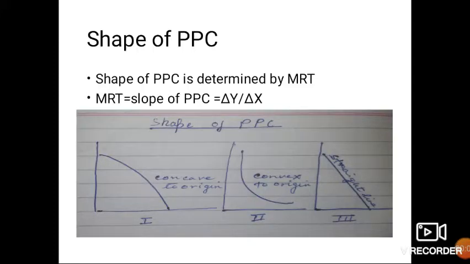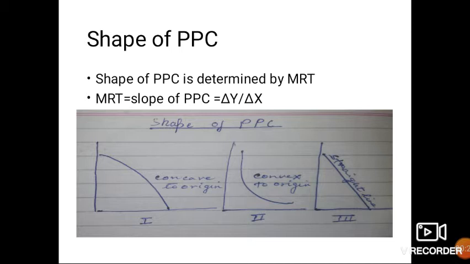Dear student, today I'm going to teach you what is the shape of PPC and how it is determined, what are MRT and what is MOC, and how the shape of PPC is determined.